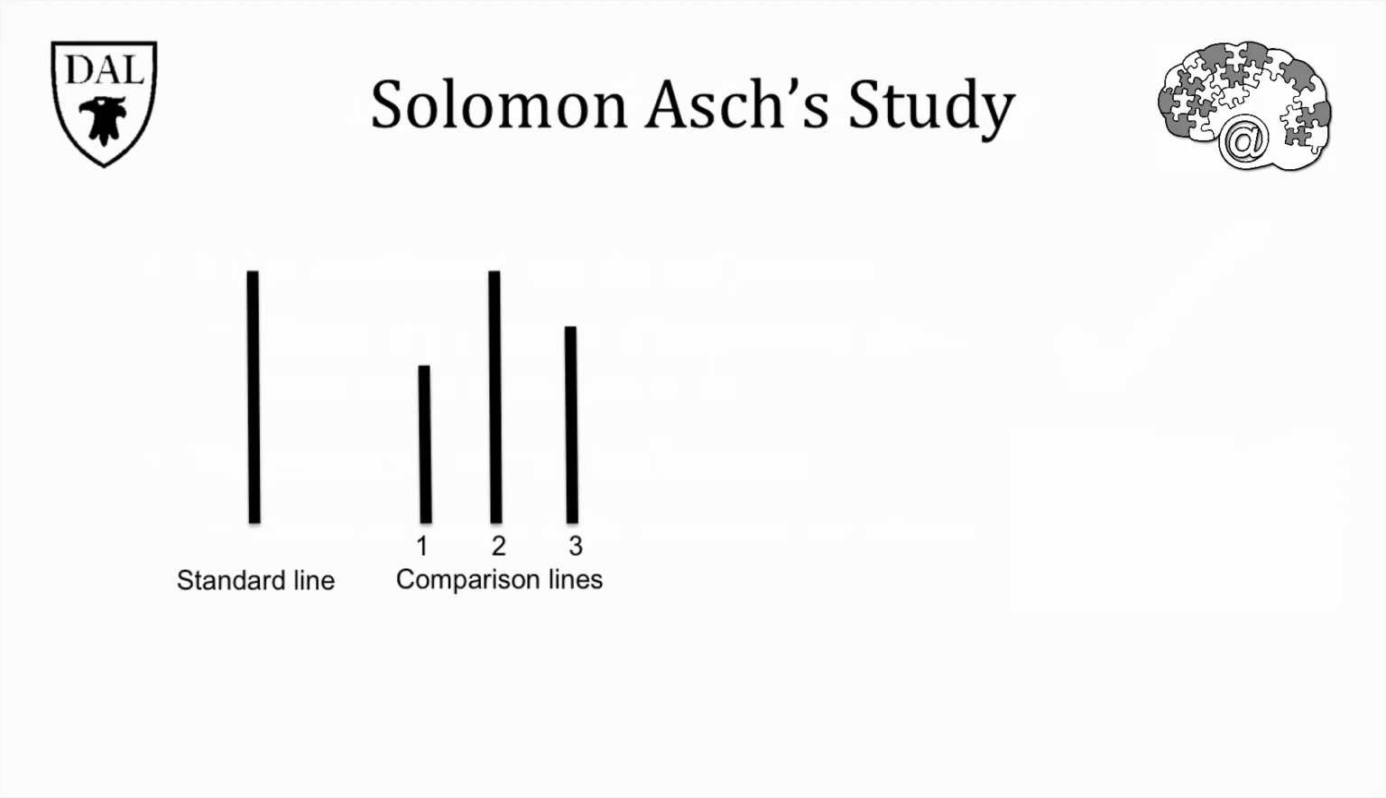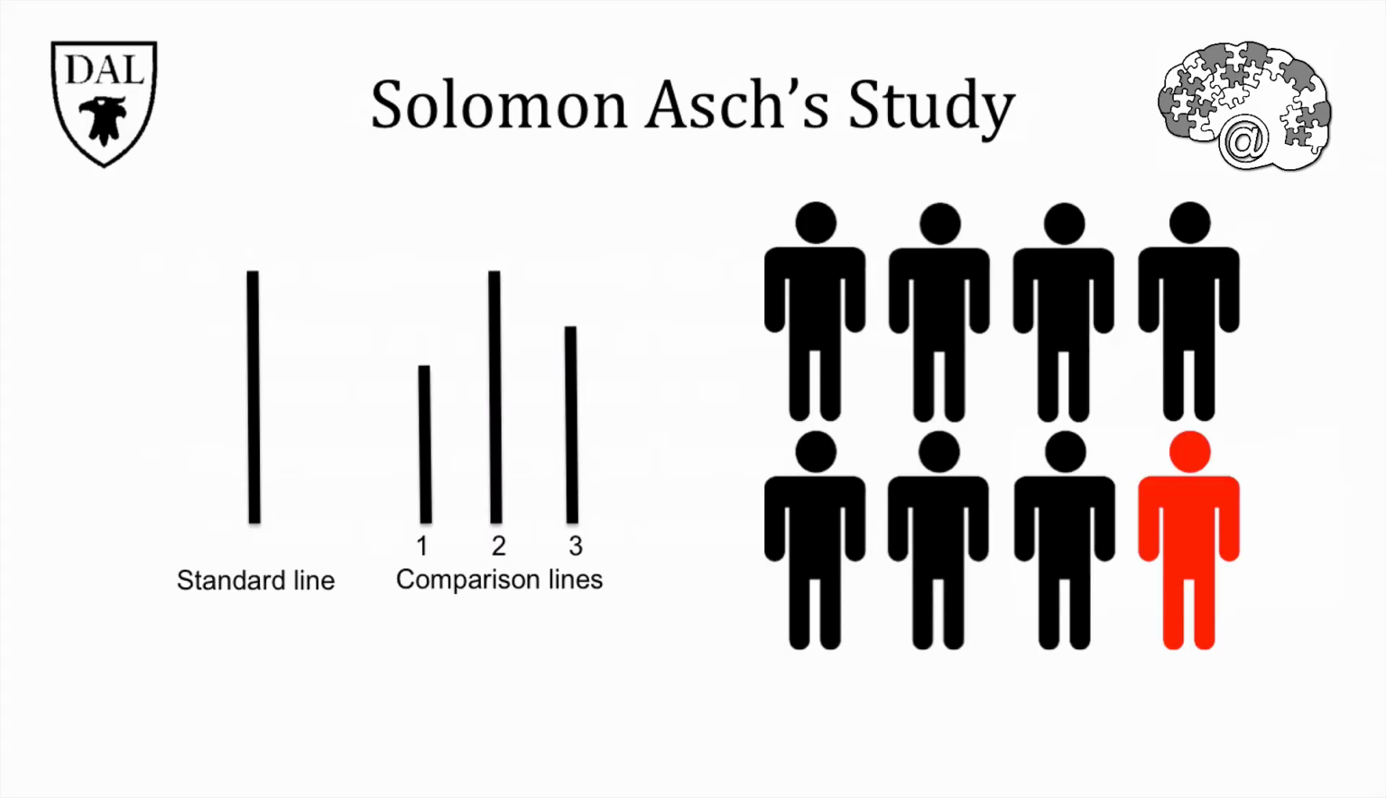They had to match a standard line, shown on the left, to one of 3 comparison lines, shown on the right. This is a pretty simple task with a glaringly obvious answer, but Asch rigged it so that this was done in a group of 6 to 9 confederates, shown in black, and 1 actual participant, shown in red. There were several trials and everyone gave their answers out loud, which enabled Asch to manipulate group pressure.